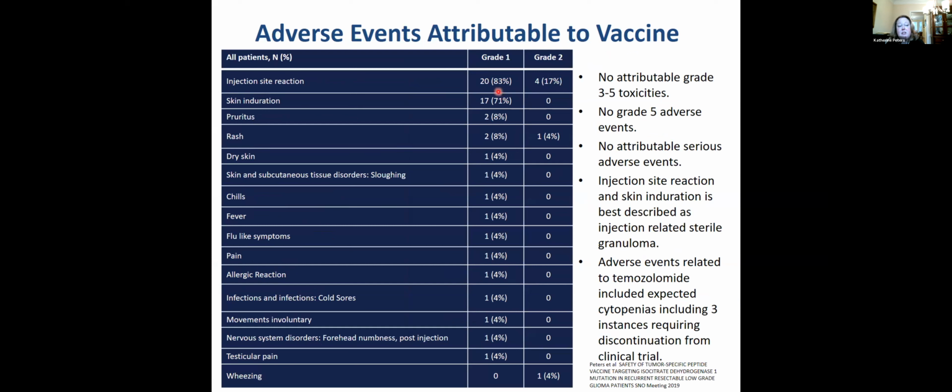The most common side effect was injection site reaction. This was very well tolerated. These peptide vaccines are very well tolerated and do not cause any myelosuppression. We did have some myelosuppression from the temozolomide, which did require some patients to be discontinued from study, but the vaccine itself was extremely well tolerated.